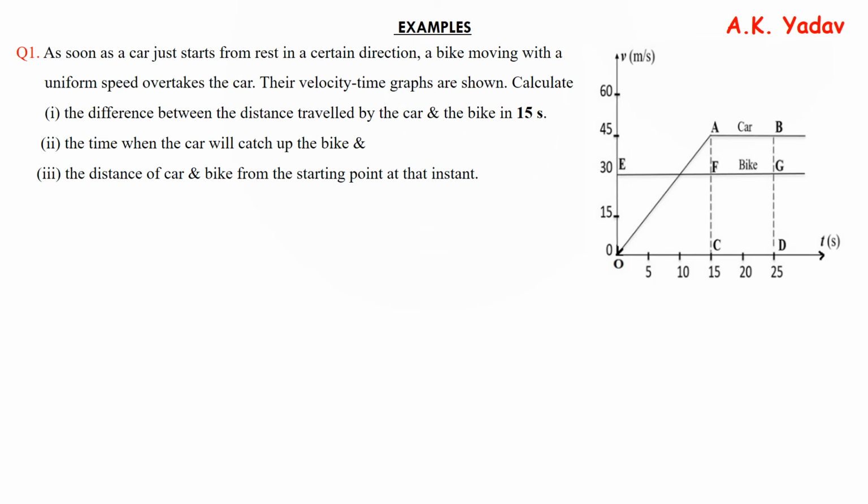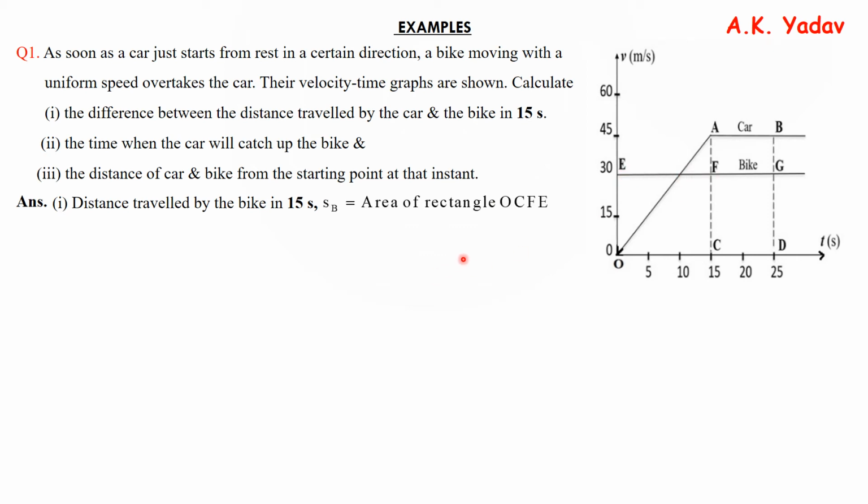So let us do a few examples. Question number 1. As soon as a car just starts from rest in a certain direction, a bike moving with a uniform speed overtakes the car, their velocity time graphs are shown. Calculate the difference between the distance traveled by the car and the bike in 15 seconds, the time when the car will catch up the bike, and the distance of the car and the bike from the starting point at that instant.